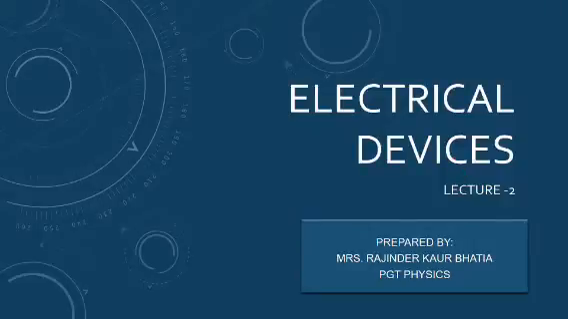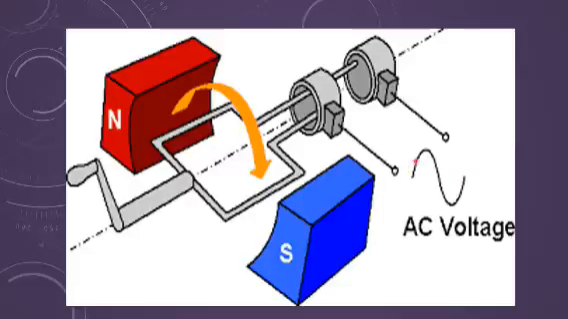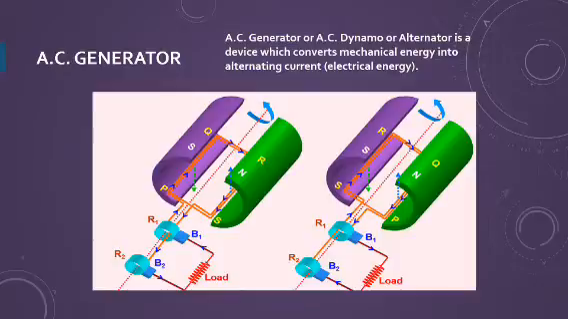We have discussed the transformer device in the previous lecture. Today, AC generator means it is giving us AC voltage as an output. When we make the coil move, which is kept in between the poles of a strong magnet, it converts mechanical energy into electrical energy, and we get the electrical energy in the form of AC, meaning alternating current, which is a varying current.